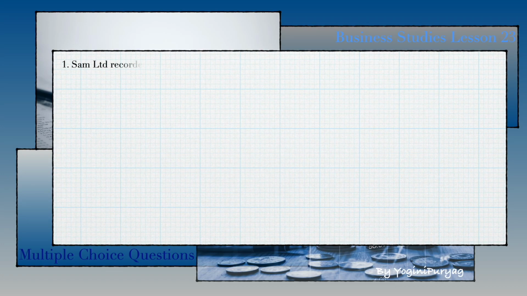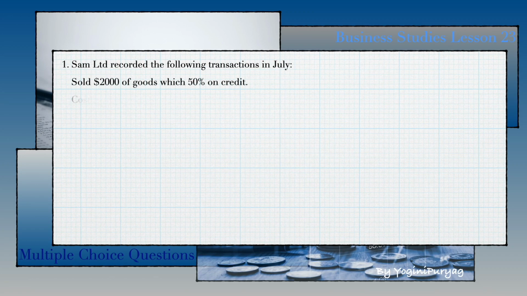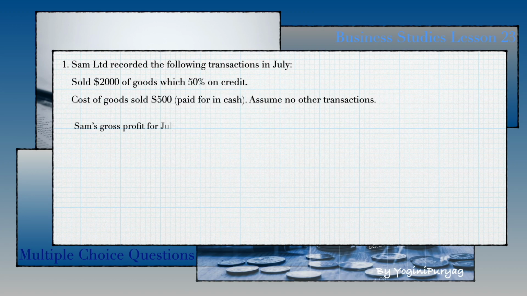Sam Limited recorded the following transactions in July: sold $2,000 of goods with 50% on credit, cost of goods sold $500, paid for in cash. Assume no other transactions. Sam's gross profit for July was $2,000, $1,500, $500, $2,500.